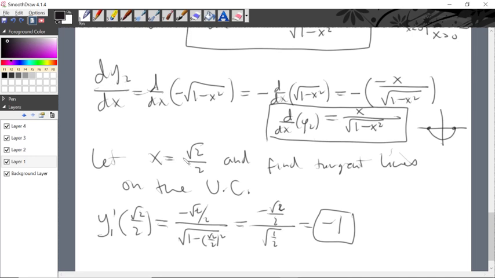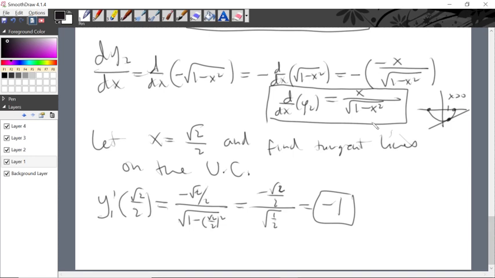So let's see what happens at x equals root 2 over 2. That's if x is a positive number. We can see that on the graph of y2, the tangent line there would have a positive slope. So it makes sense that the formula would not have the negative sign in front of it, because if x is positive, then this fraction is positive, because the denominator again is going to be non-negative. Well, the denominator is going to be positive, and the denominator can't be 0 anyway, or it would be undefined.